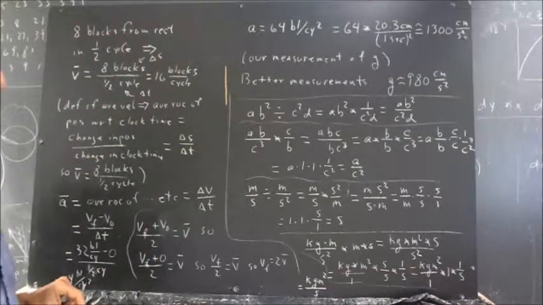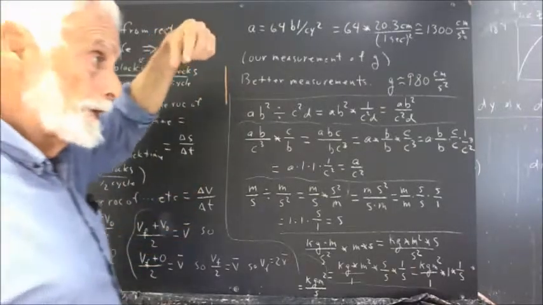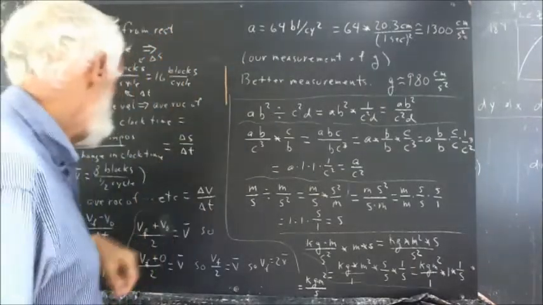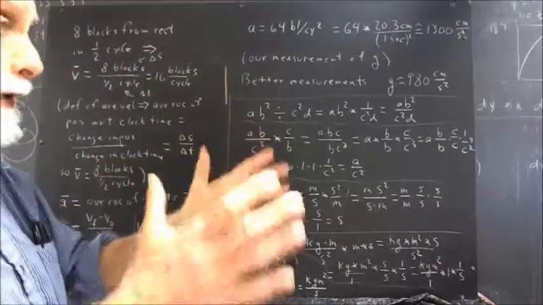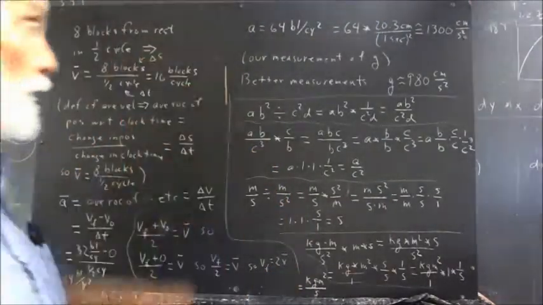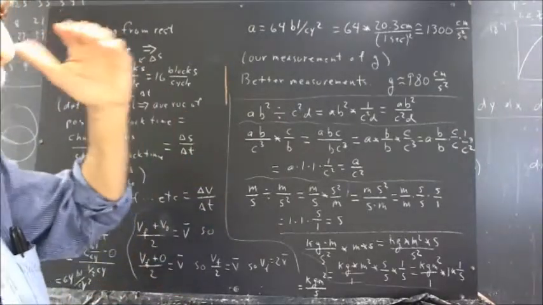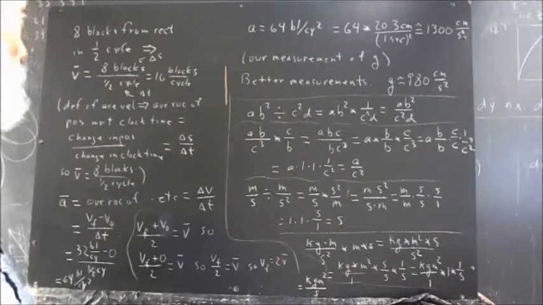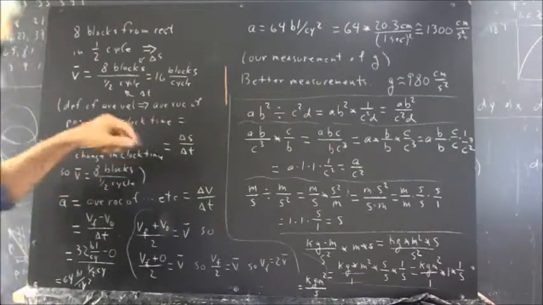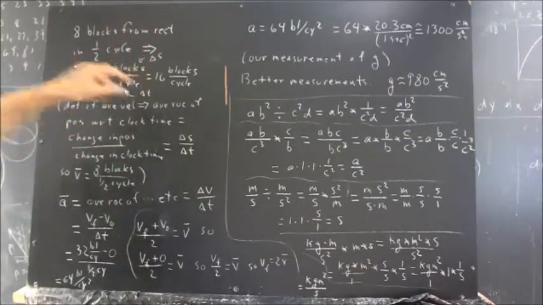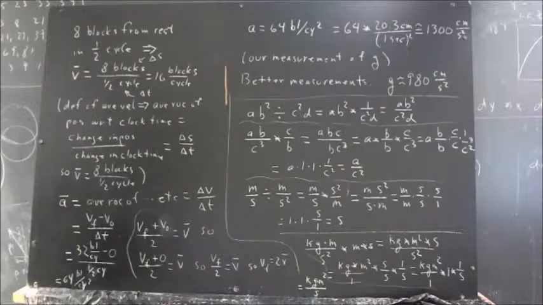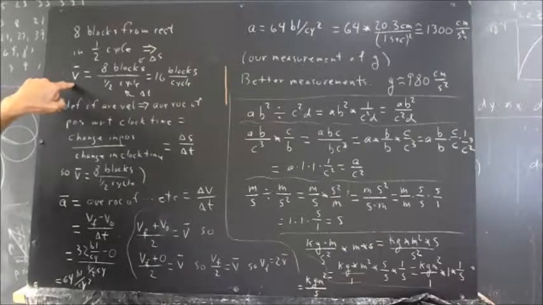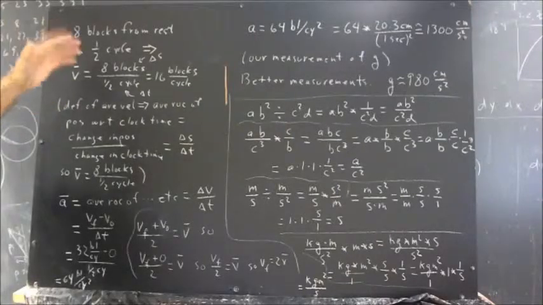Okay, how far did the domino fall? It fell from about the level of my eye to the level of the floor. Now, if I walk over to the wall in the lab, we have concrete blocks on the walls. I can count 8 blocks right up to just about my eye level. So what I'm thinking is the domino fell 8 blocks from rest in half a cycle of that pendulum.